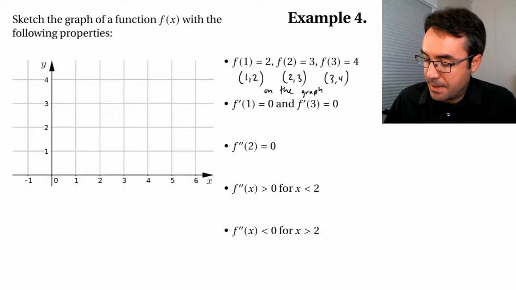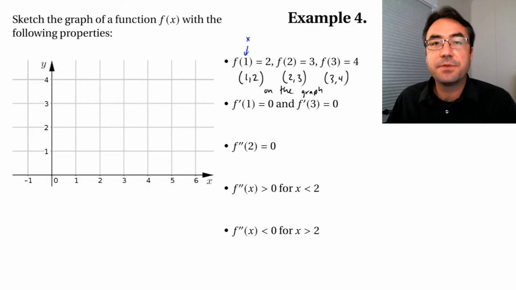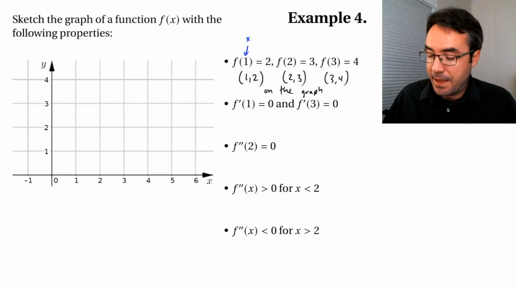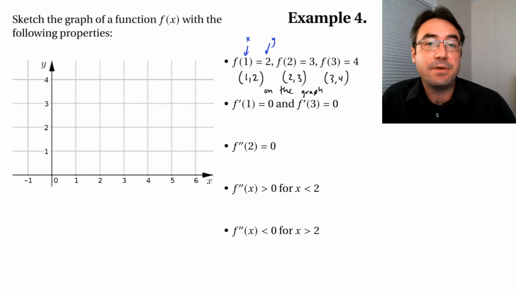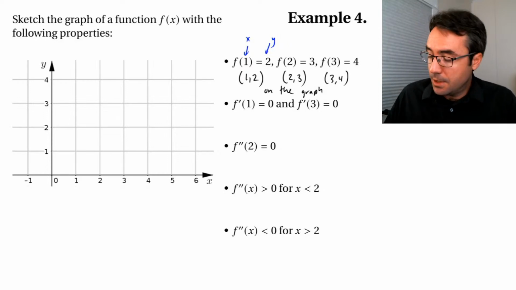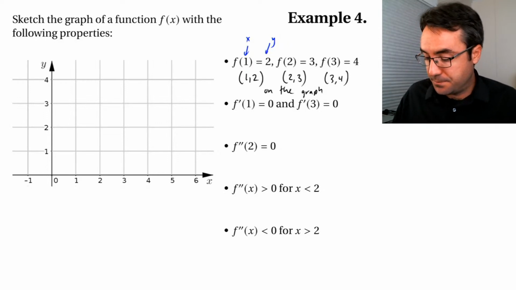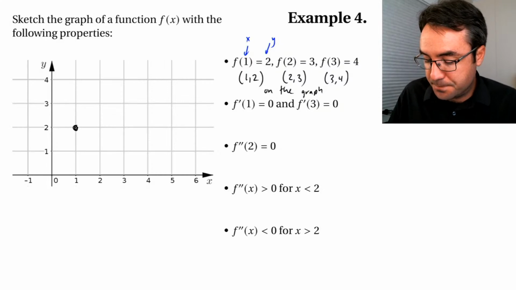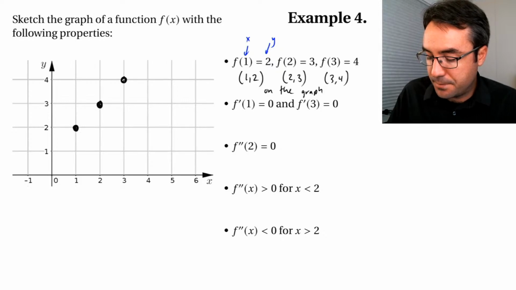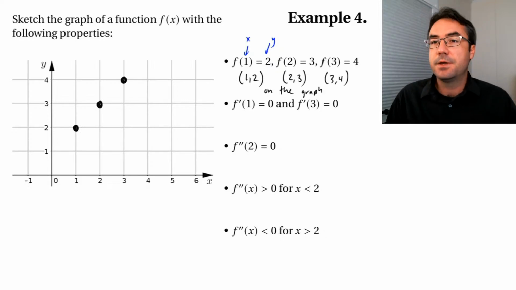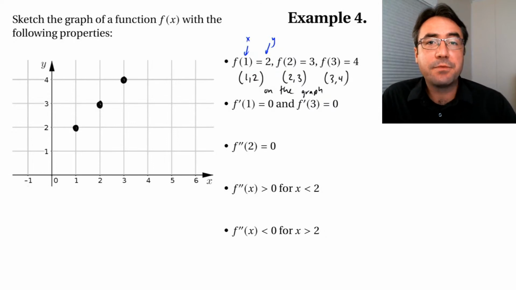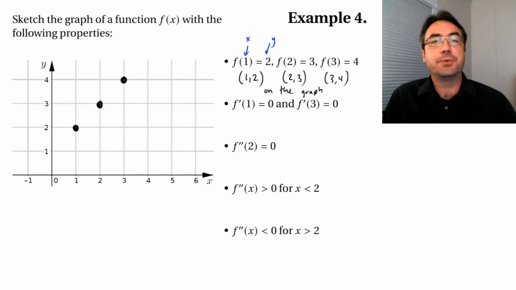And again, the value inside the parentheses there is our x value, and then the actual value of our function is the y value. So let's plot all of those points. We have (1, 2), (2, 3), and then (3, 4). So we have those 3 points on our graph. Now, what other information do we have?